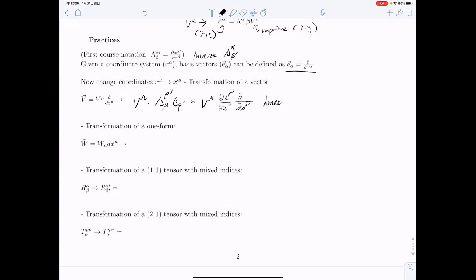Then we know that the original basis vector does not change by a coordinate transformation. What we have to change is the components of the vector itself, and a vector would be the vector components times this, times this.